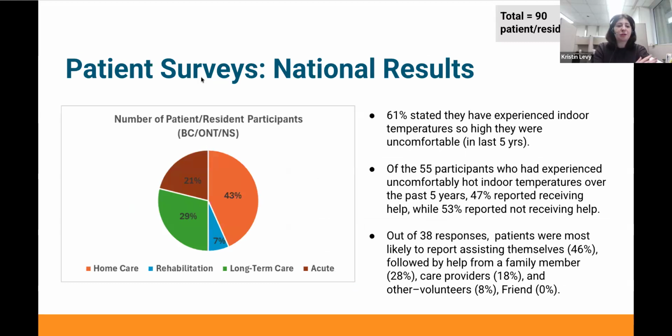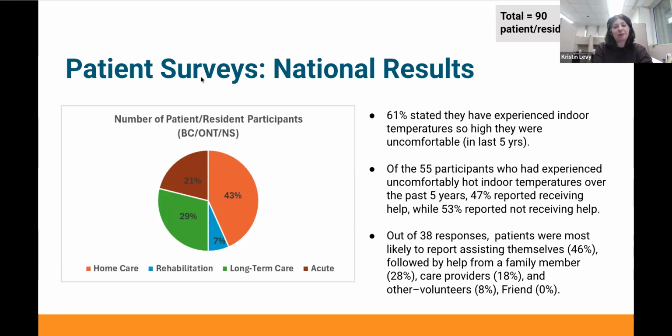So looking at the patient and resident surveys, we have the majority of our participants. We did 90 surveys with patients and residents. 43% of them were in home care, so that's all the Ontario. Everyone in Ontario is home care. Whereas the next largest group was long-term care. There's a lot of long-term care residents in BC and in Nova Scotia. And then the next largest group was acute care. We have 21% acute care in Nova Scotia. And then the final was 7% in rehabilitation settings.